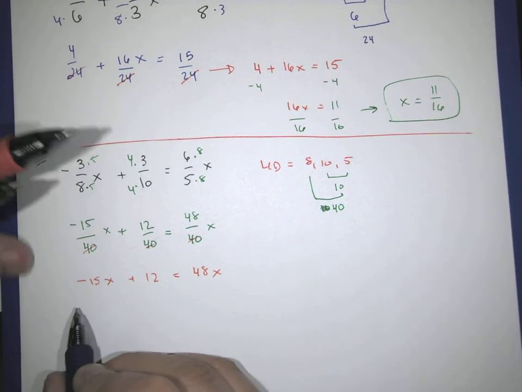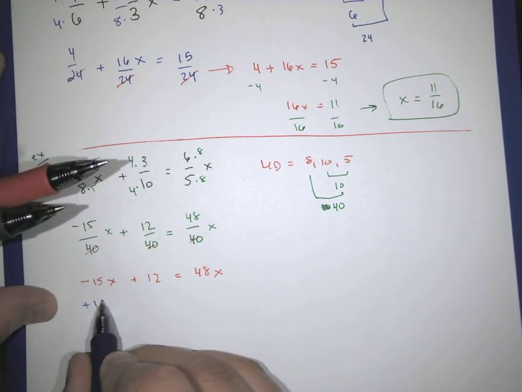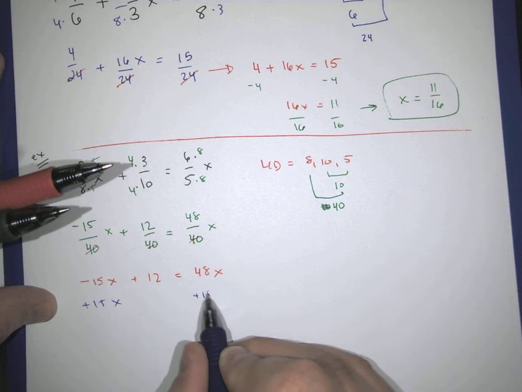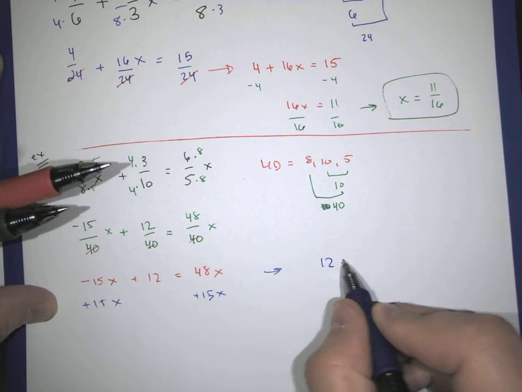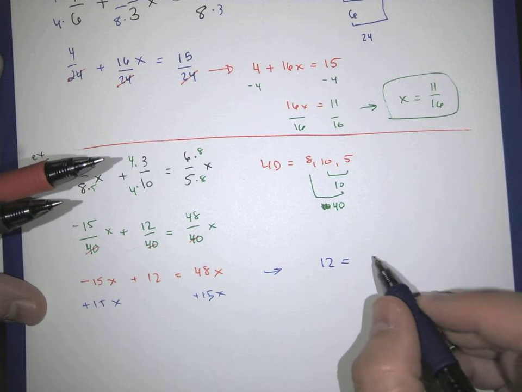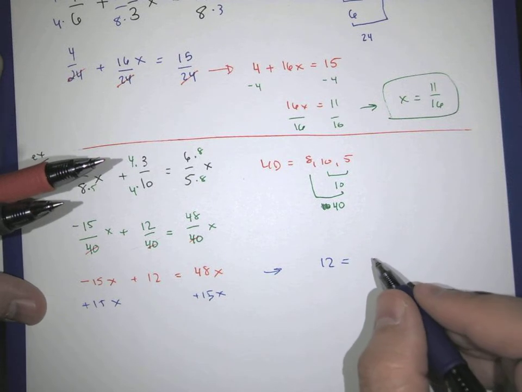So to solve it, essentially 2 steps. Let's add the 15x over. Get these x's together on the one side. So that means 12 would be, what's this going to be? 63x.